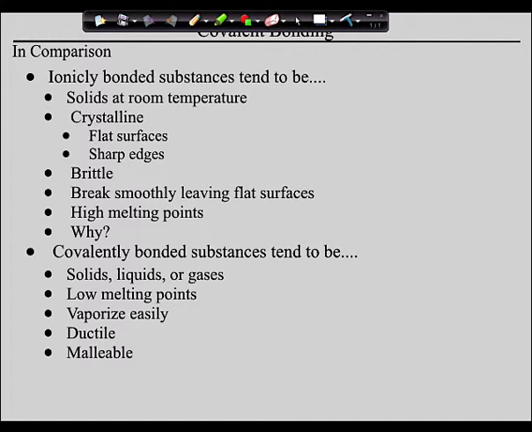Of course, there are some examples that aren't true of this, like graphite. That's certainly brittle. But in general, this tends to be true.